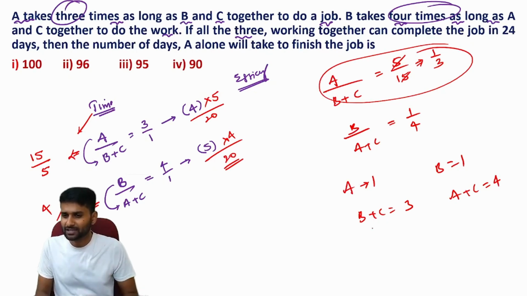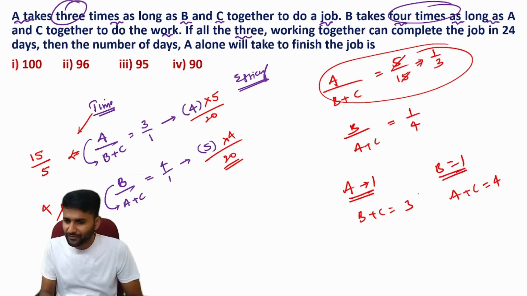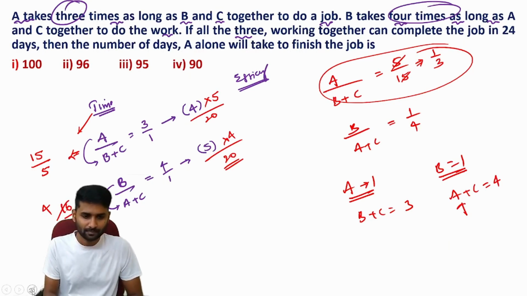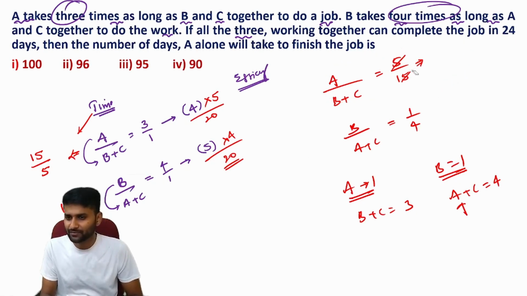Now you have to identify what the B plus C value and the A plus C value are. So we know that the efficiency of A is 1 and B is 1. If you replace A here with 1, definitely the C value is equal to 3. So we are equating those values now. So no need to cancel. Otherwise again you have to equate it. Sorry for this.